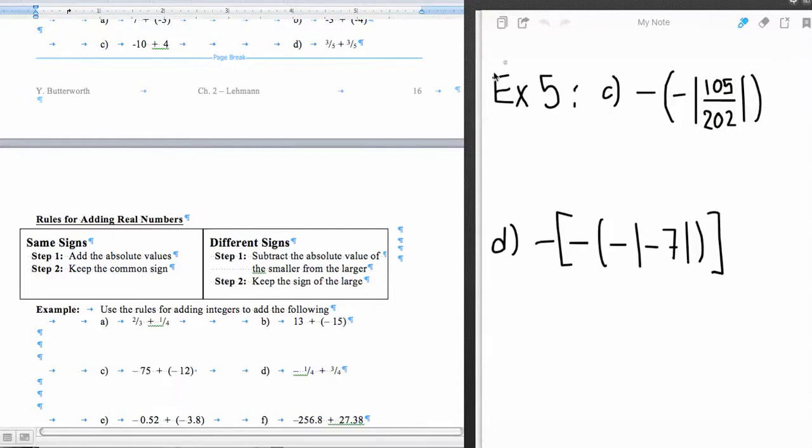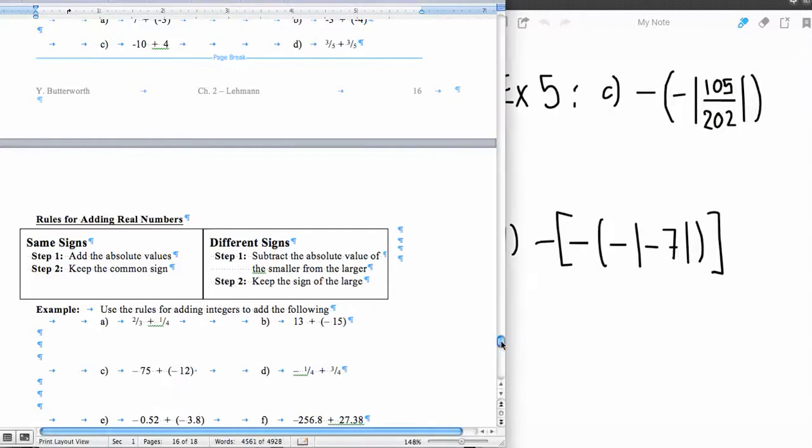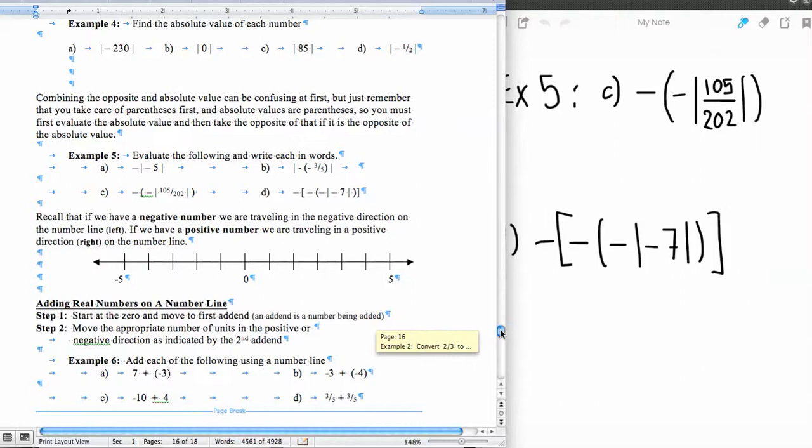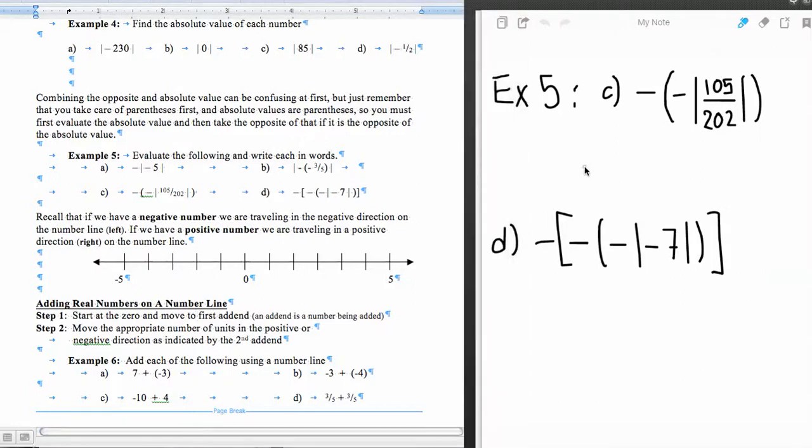This continues our lecture on section 2.3, and what we're going to be continuing with is our opposites and our absolute values, and then we're going to be adding on a number line.